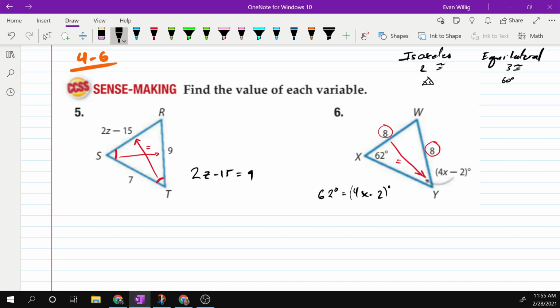Now all you have to do is find each variable, and you do that by solving each equation. Go ahead and pause the video again, and then unpause it when you're ready, and I will show you the process I used to solve these equations.